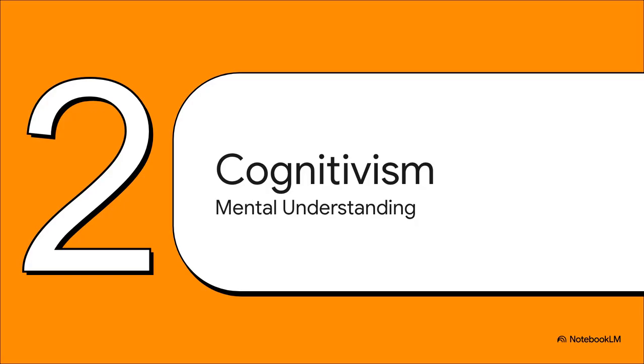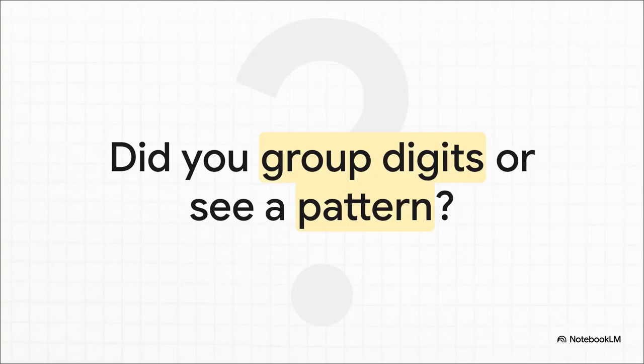Moving right along to our second lens, cognitivism and mental understanding. But wait, what about all that stuff going on inside our heads? Let's do a quick mental exercise together. If you had to memorize a 9-digit number right now, how would you do it? Would you group the digits into chunks? Maybe mentally repeat them over and over? Or maybe you'd visualize some kind of pattern? Even though a teacher literally can't see you doing any of that, that internal organization is absolutely happening.